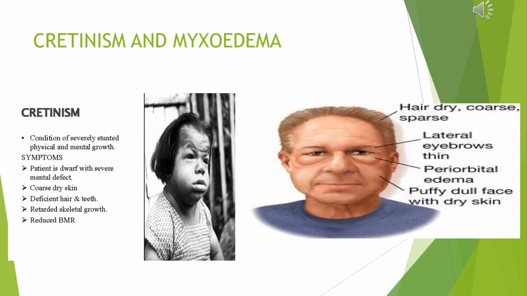The symptoms of myxedema, that is the hypothyroidism condition in the adults, include dry hair, that is the hairs are very dry and very coarse and sparse, that is not enough amount of hair is present. The eyebrows become very thin on the lateral side, only the front side is present. The lower portion of the eyes becomes very swollen because of deposition of water under the skin. It is called periorbital edema. And the skin of the face becomes very puffy and also dry.